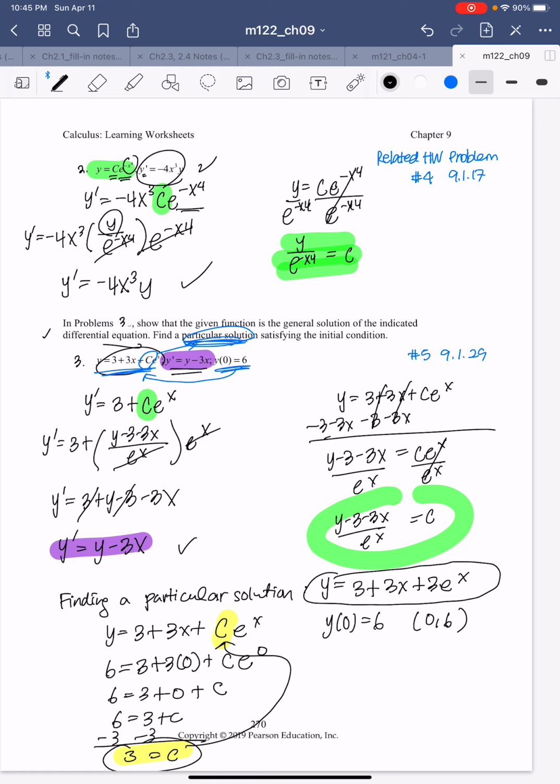Okay, that's it for section 9.1. Very short. When we move on to sections 9.2 and 9.3, we'll start adding to these basic concepts.